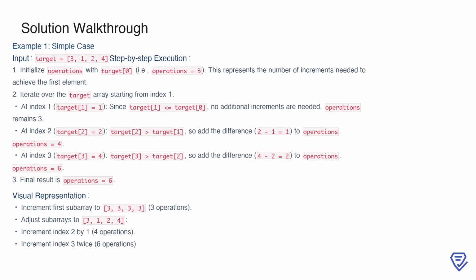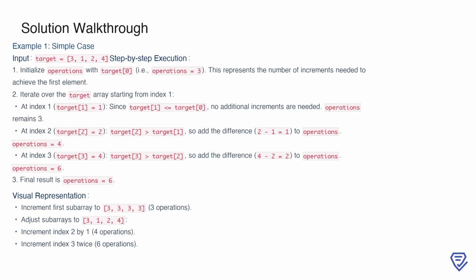Here, we start with a simple example where the target array is 3, 1, 2, 4. To begin, we initialize the total number of operations as the first element of the array, which is 3. This represents the operations needed to increment the first subarray to match the target's first value. Next, we iterate through the rest of the array. At index 1, the value is 1, which is less than or equal to the previous value, so no additional operations are needed. Operations remain at 3.